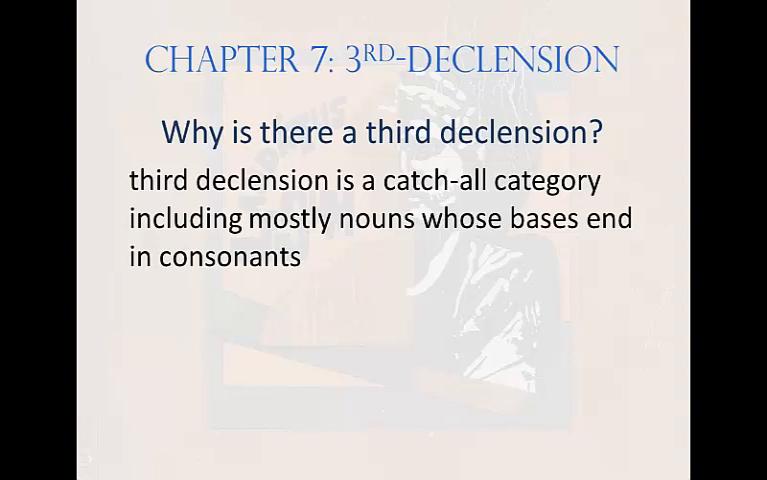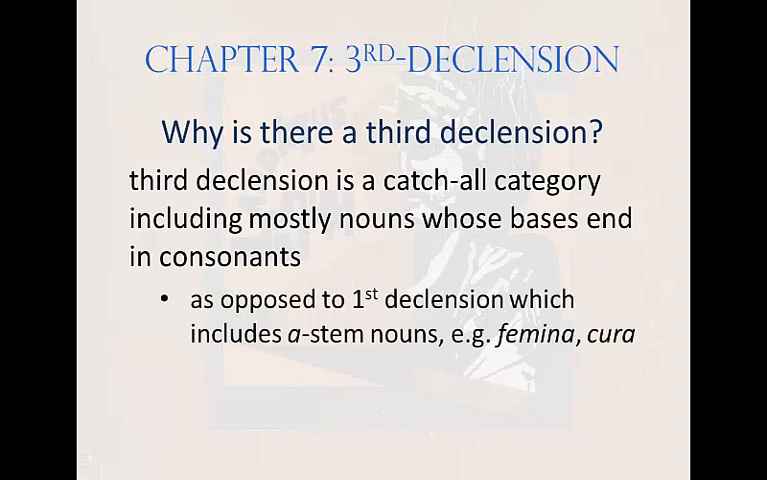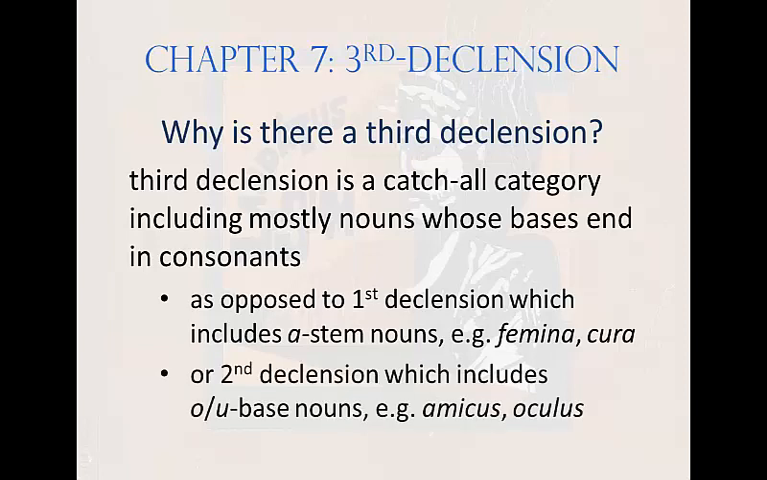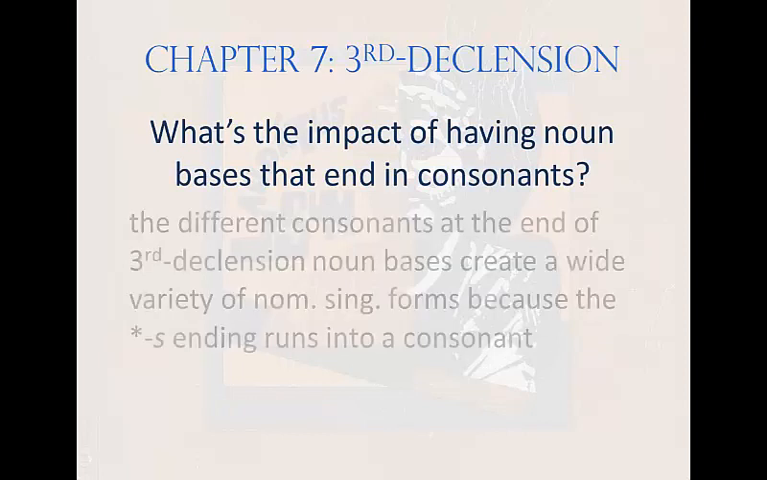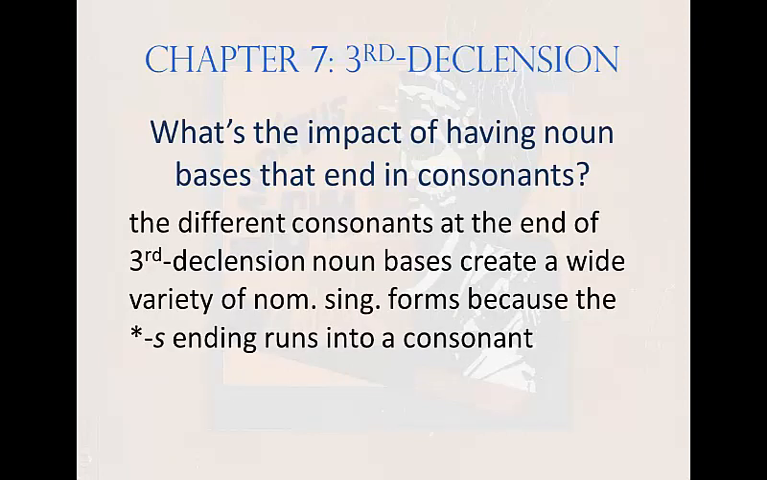That makes third declension very different from first and second declension. First declension, as you'll remember, is dominated by A-stem nouns like femina and cura. Second declension is dominated by O or U-stem nouns like amicus or oculus. Those vowels give those declensions a certain consistency. But the same is not true of third declension, where one form, the nominative singular, is affected by the fact that its ending -s runs into the wide variety of consonants found at the ends of the bases of third declension nouns, and the collision of those consonants causes irregular forms to appear in the nominative singular.